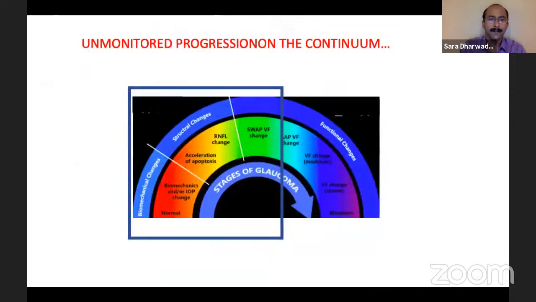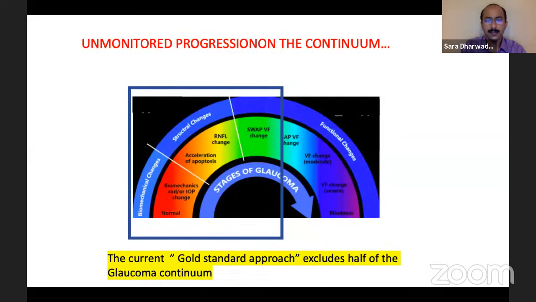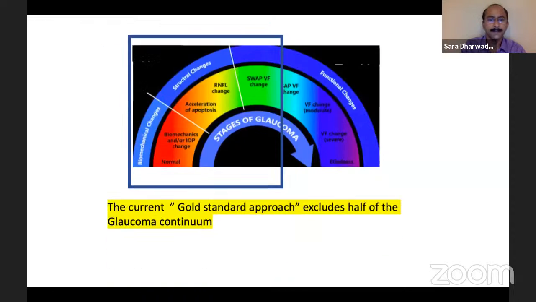Now, unmonitored progression on the continuum will cover this much of the layer. That is, if you see the glaucoma continuum by Weinreb et al., almost 2/3 of the continuum is unaddressed by the usage of visual fields. That is where our correct imaging methodology helps us a lot in making the right decisions for the patient, which we'll see in the subsequent examples. So the current gold standard approach excludes half of the glaucoma continuum, considering that visual field defects are considered a mandatory gold standard for the detection of glaucoma.